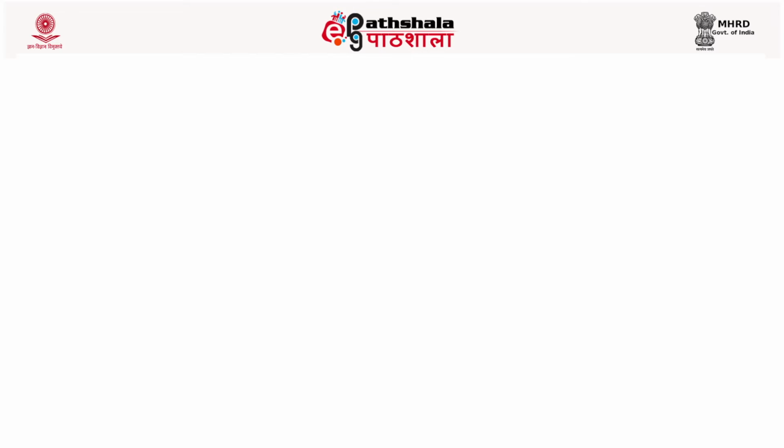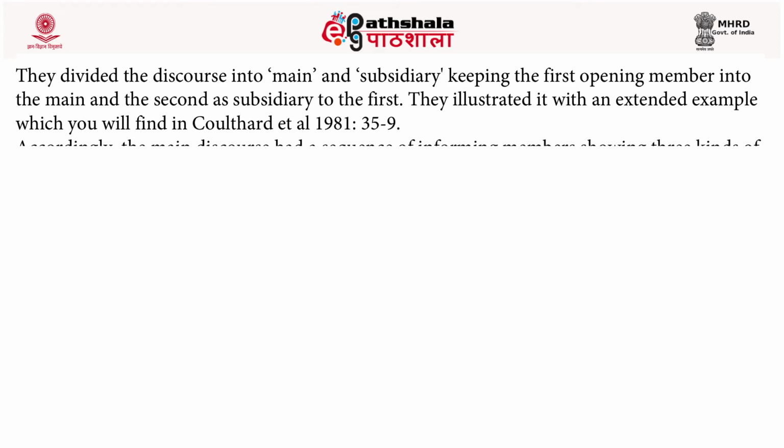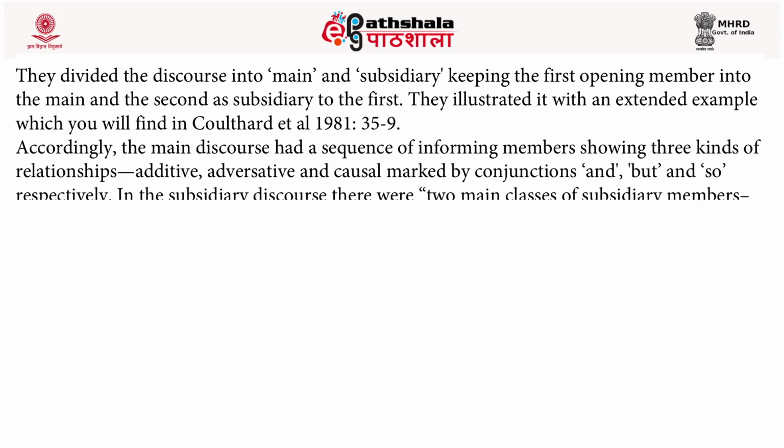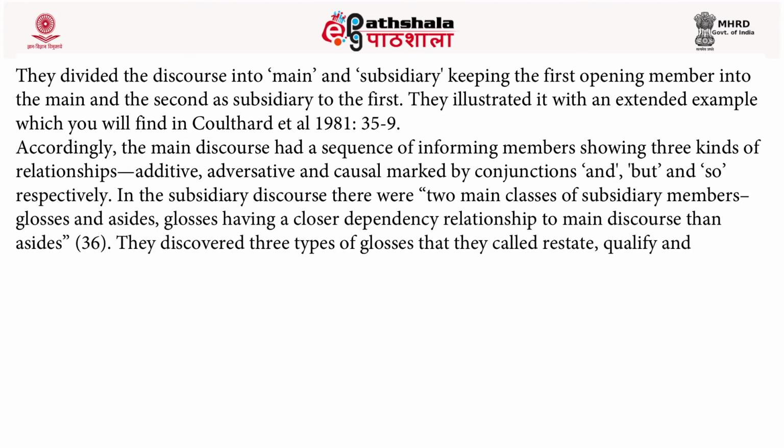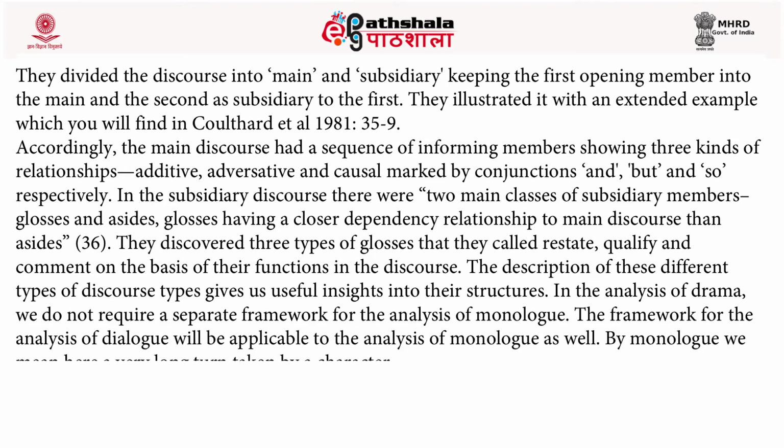They divided the discourse into main and subsidiary, keeping the first opening member in the main and the second as subsidiary to the first. They illustrated it with an extended example, which you may see in Coulthard et al. 1981. Accordingly, the main discourse had a sequence of informing members showing three kinds of relationships: additive, adversative, and causal, marked by the conjunctions and, but, and so, respectively.